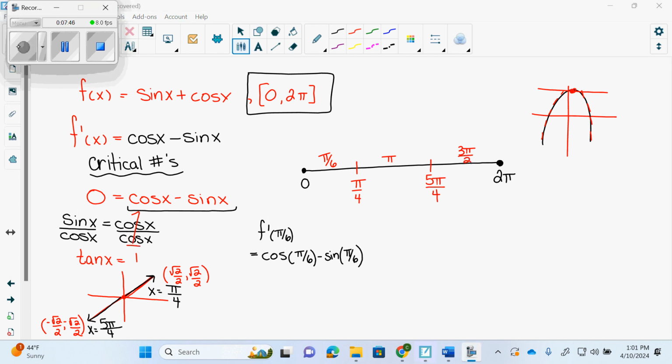Put your calculator in radian mode. It should always be in radian mode in calculus if you don't use degrees. And you're going to go cos of pi over 6 minus sine of pi over 6. We're going to try it out. Okay, cos of pi over 6 minus sine of pi over 6. Do I actually care what the answer is? No, what do I care about? The sign. What is the answer, positive or negative?